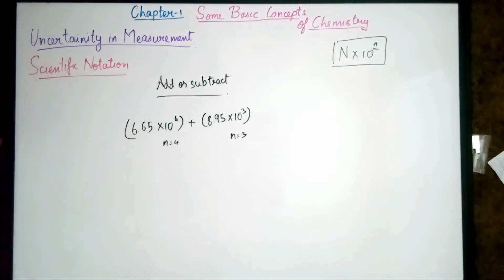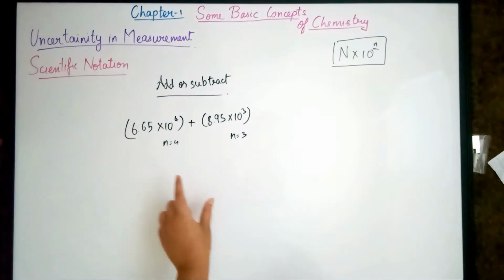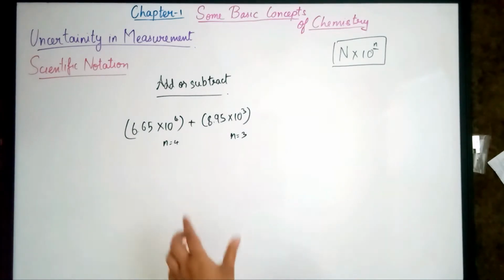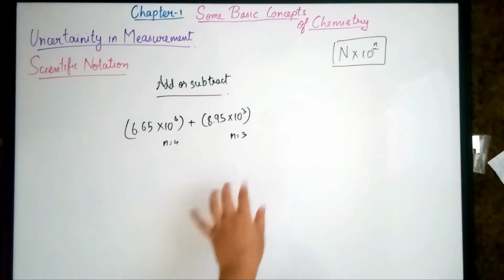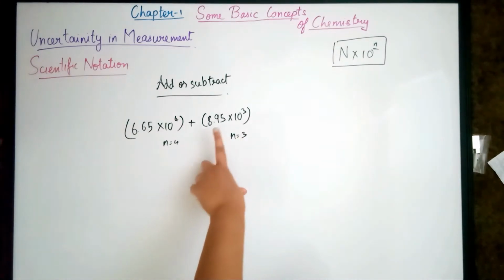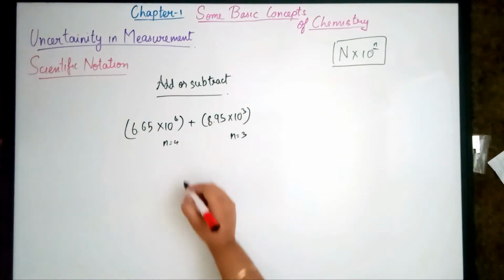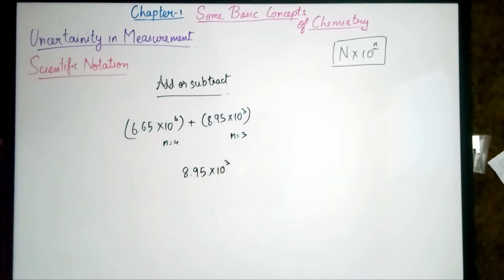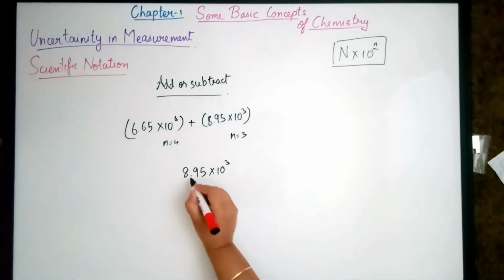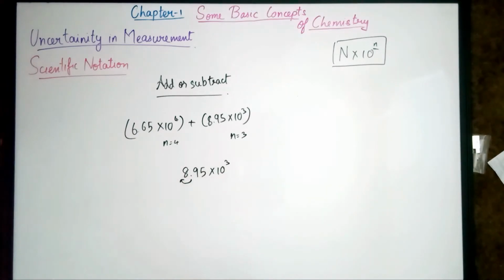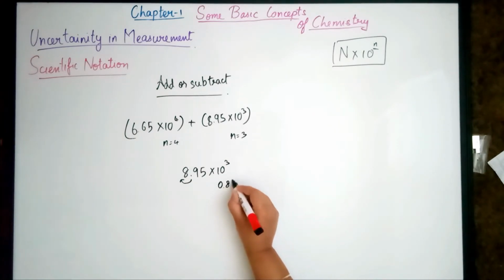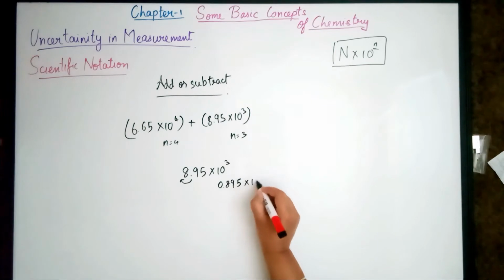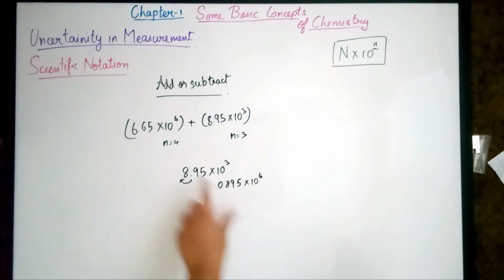So, you have to convert one of these powers to get n as equal for both. Generally, it's easier to convert the smaller power to the larger one. So when we have to convert 8.95 into 10 to the power 3 to 10 to the power 4, we shift the decimal point to the left because it's a positive value. You will get 0.895 into 10 to the power 4. So this way we have made sure that the value of n is the same for both the terms.